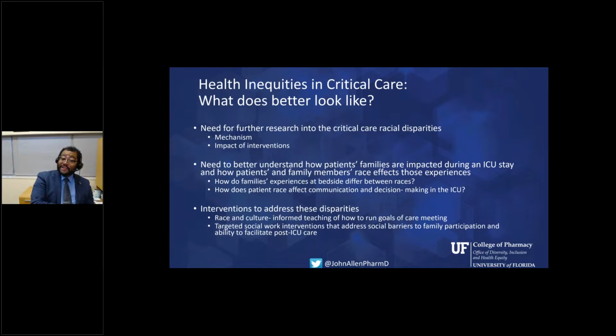Additionally, we need interventions that work and are tailored to address these disparities. For example, when we talk about goals of care and having meetings with families and very serious conversations about goals of care, we should be sensitive to race and culture and be informed about the nuances between different races and cultures so that when we go into those meetings, we can be more cognizant of patients' specific needs and the needs of those families.